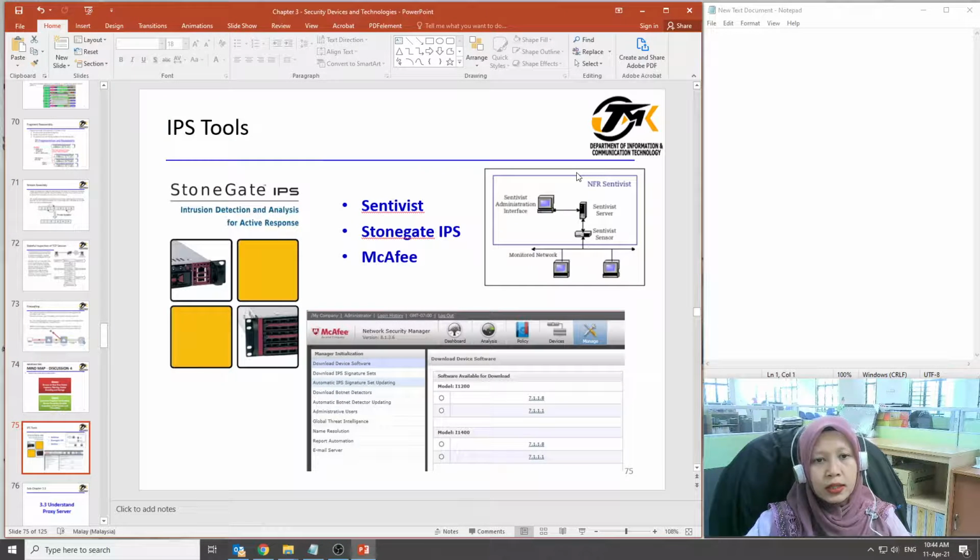Okay, so these are the IPS tools. Most of the IPS tools are, of course, proprietary. I haven't found an open source one for prevention systems. So the most used ones are this one, StoneGate, and the others.